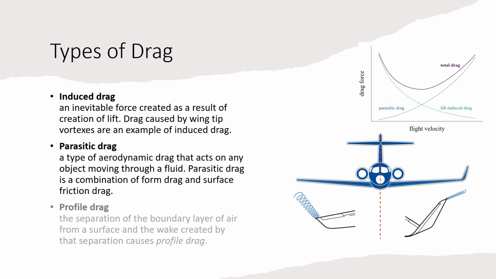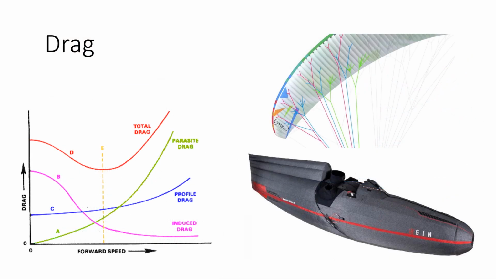The graphic towards the top right of this slide shows the relationship between airspeed and drag and how there is a sweet spot in respect of drag at a certain speed. The three types of drag, induced, profile, and parasitic drag, act together to develop a curve of overall drag that changes according to airspeed.